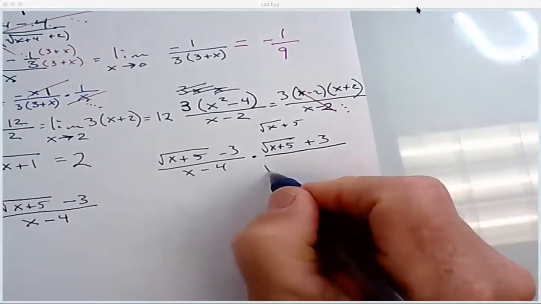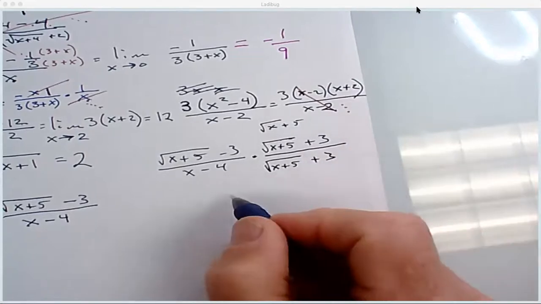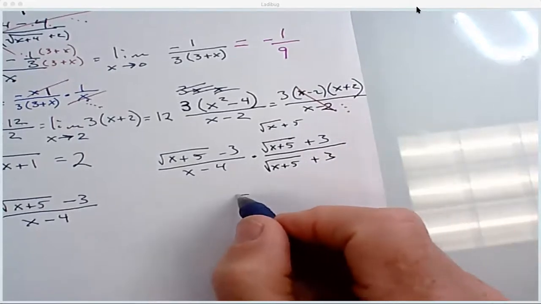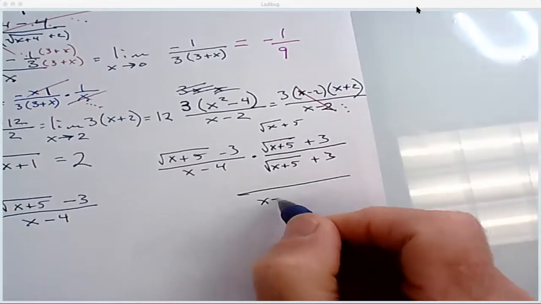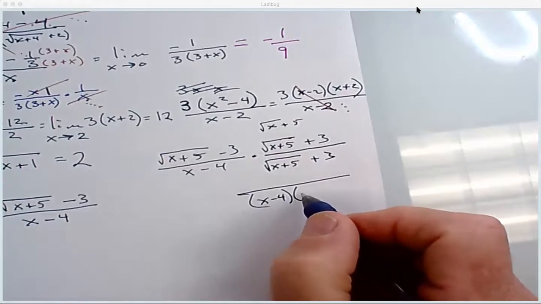Okay, so you're going to tell me the same thing on the bottom, right? Yep. Okay, so now I'm going to have this. I'm going to have x minus 4, and I'm hoping that this thing is going to be x minus 4 on top, aren't you? Hoping that? Yeah.